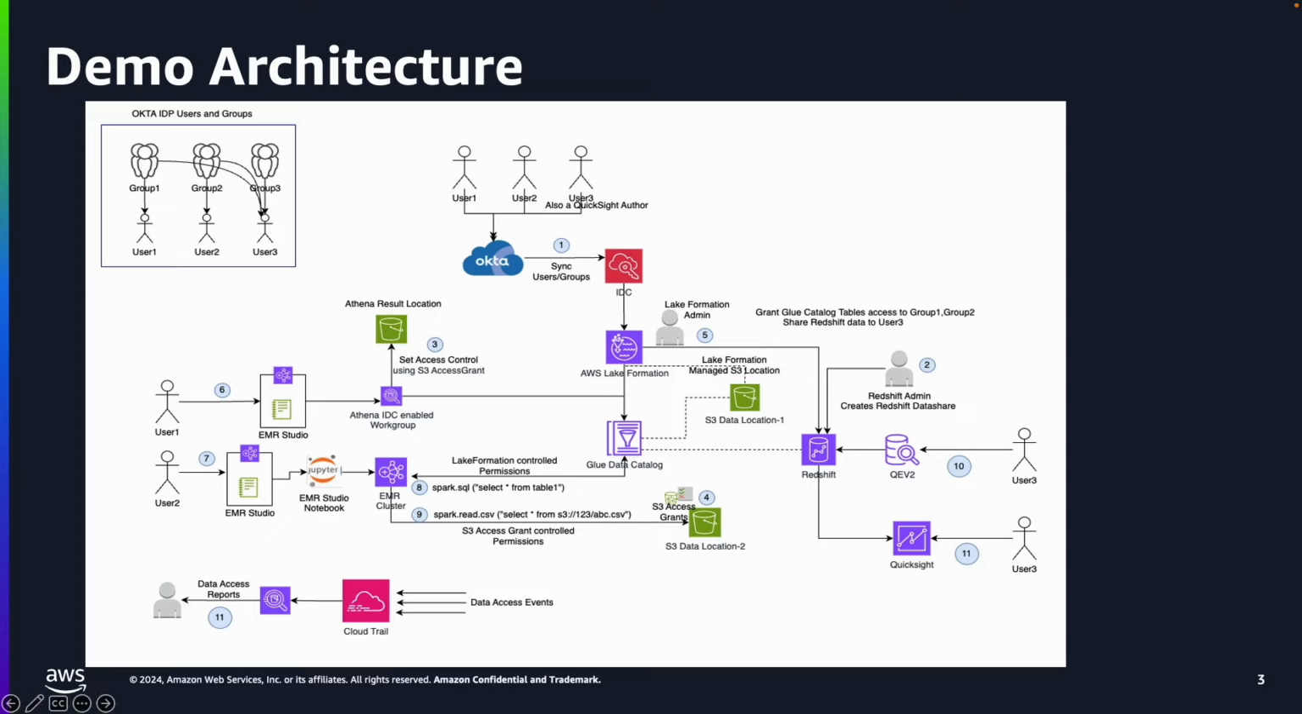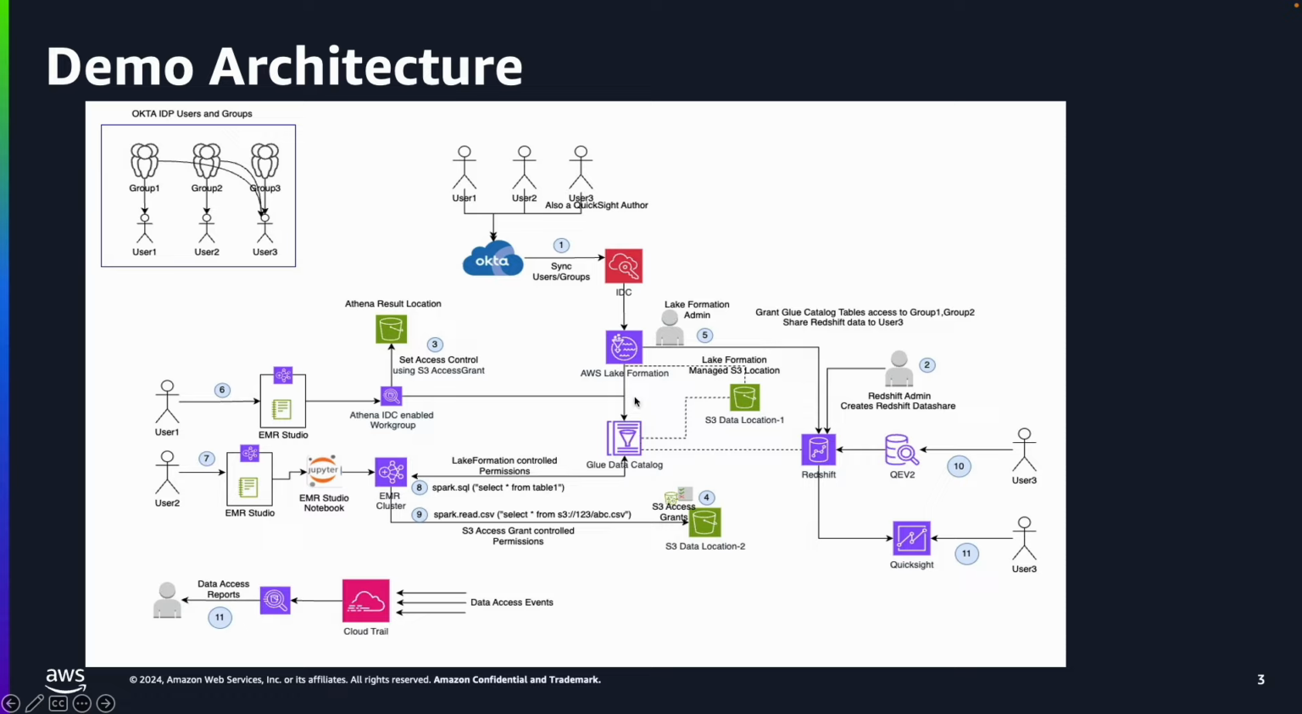In this demo, we use Okta as the external identity provider, but you can also use other identity providers like Azure Active Directory. Users and groups from Okta are synced to AWS IDC. In this case, we have three groups: Group 1, Group 2, and Group 3. And user 1 belongs to Group 1, user 2 belongs to Group 2, and user 3 belongs to all of the groups. We will use AWS Lake Formation to centrally manage the permissions to the Glue catalog tables.